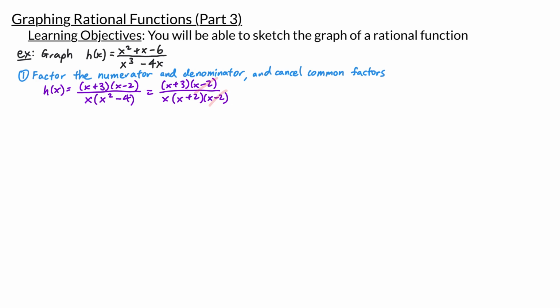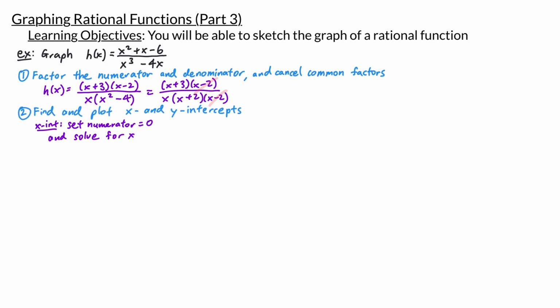Now that we're done with our first step, we can move on to our second step, which is to find the x and y intercepts for our function. Remember that if we want to find the x-intercepts, we just set the numerator equal to 0 and we solve for x. And here, we want to work with the factored and canceled version of our function. So setting x plus 3 equal to 0, we can solve this equation by subtracting 3 from both sides to get x equals -3. To find the y-intercept, we evaluate our function at x equals 0.